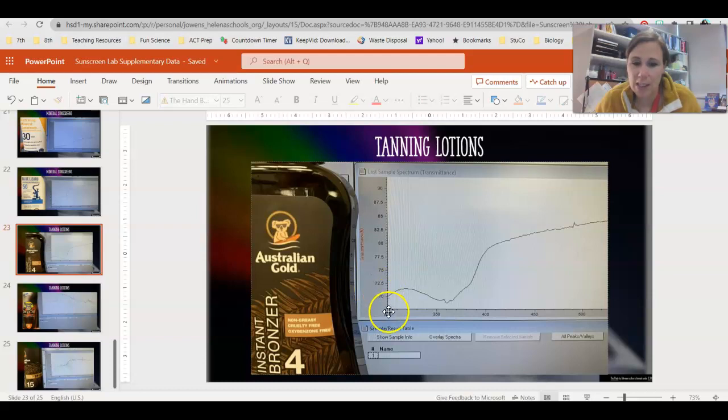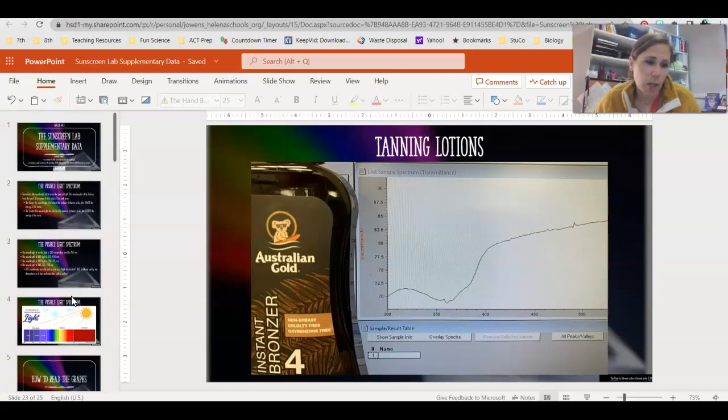It looks like only 30% of UVB is being blocked. 70% is reaching your skin. That's about right here. And there's a little bit more UVA being blocked, but not very much. So keep that in mind. That's how you read those charts. If you have any questions, let me know, and I'll talk.